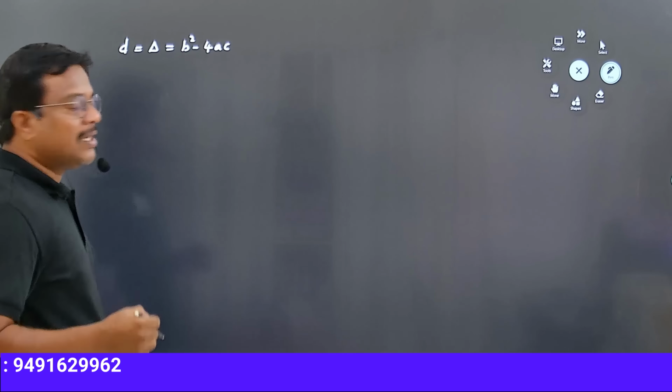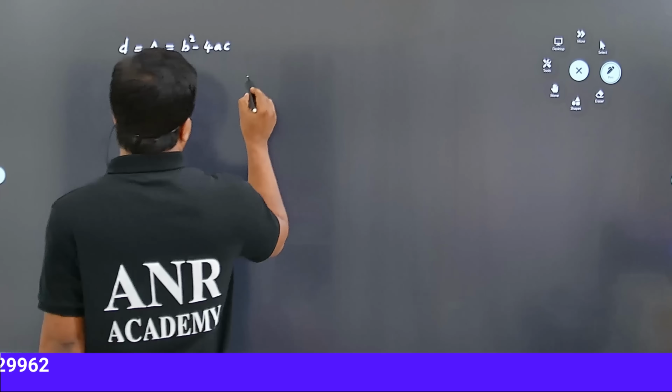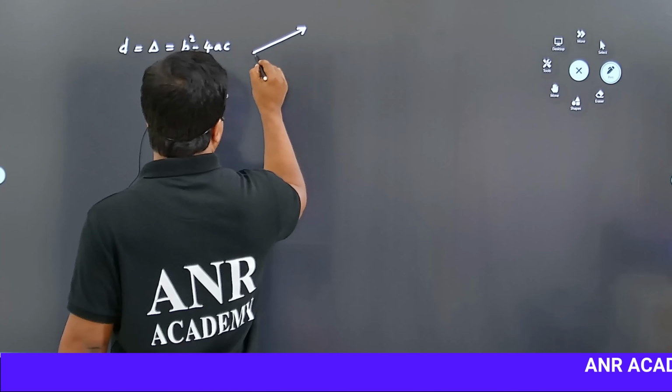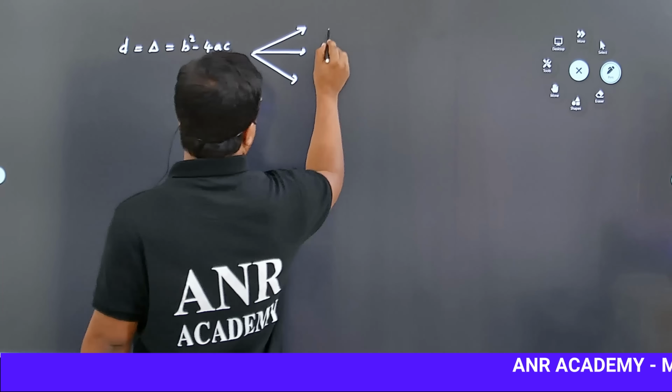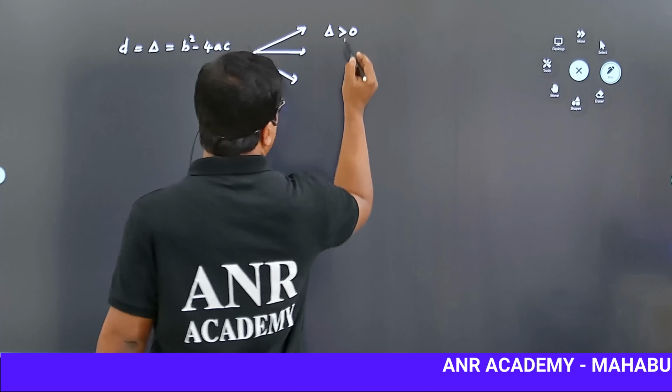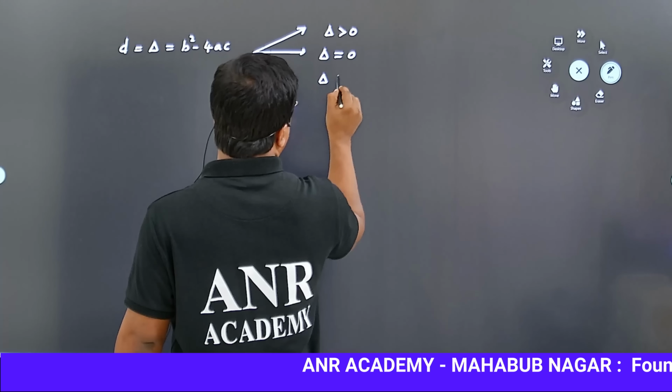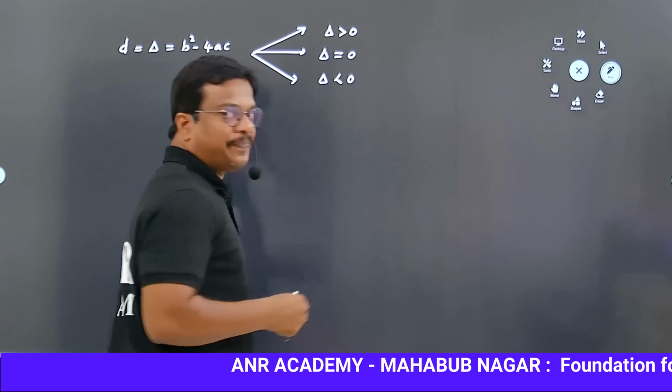We know that discriminant, suppose if it is positive, if delta more than 0, or maybe it is equal to 0, or maybe it is less than 0.